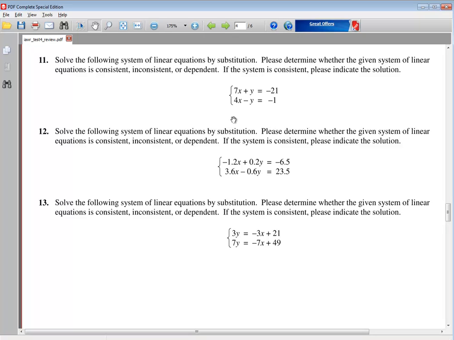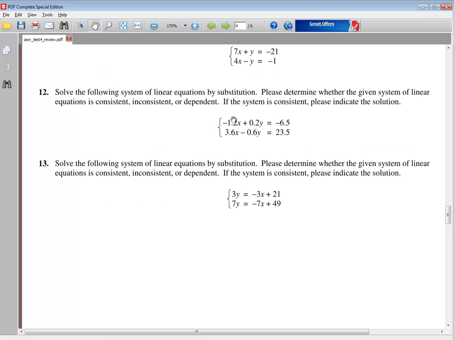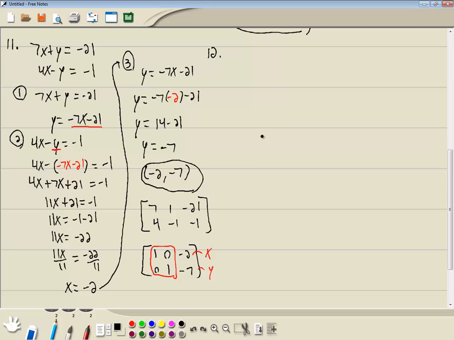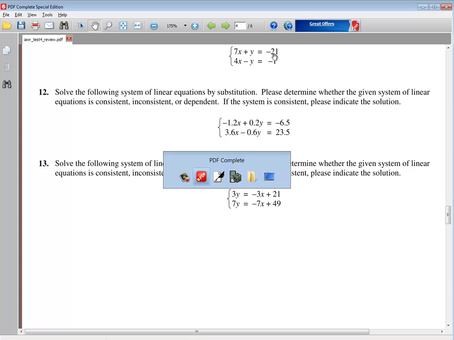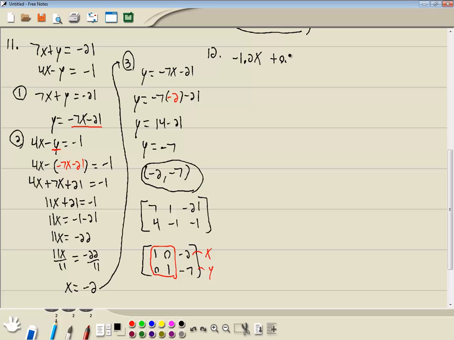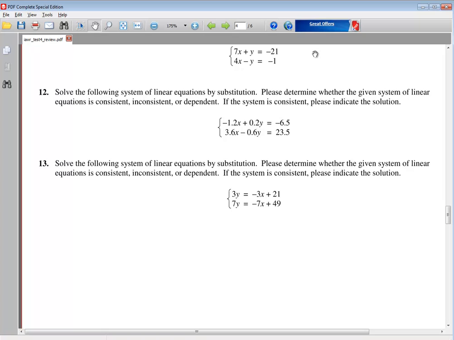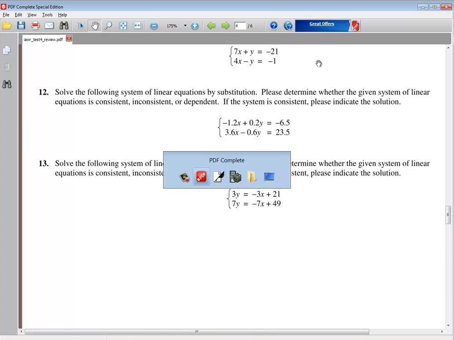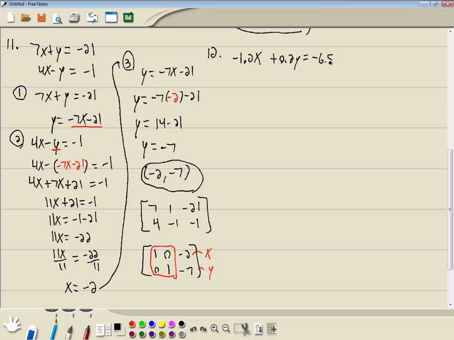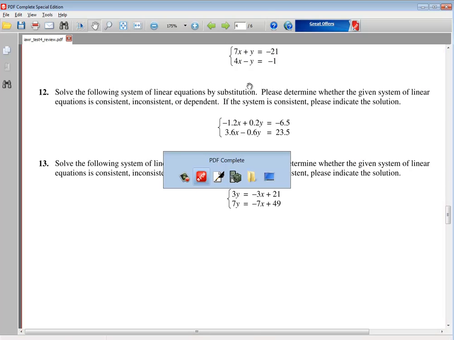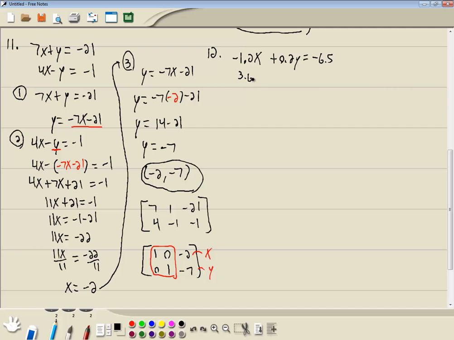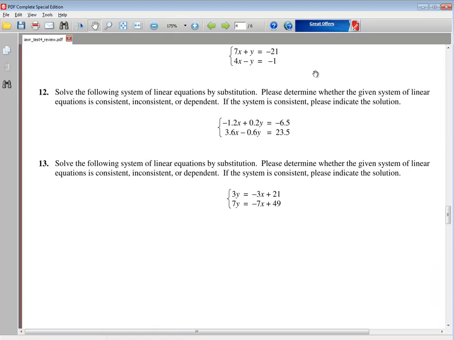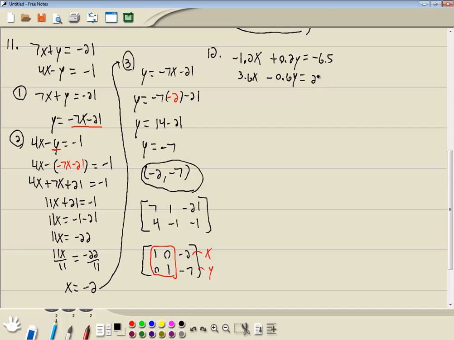Problem number 12. Decimals, yuck. Okay, negative 1.2x plus 0.2y equals negative 6.5. 3.6x minus 0.6y equals 23.5.